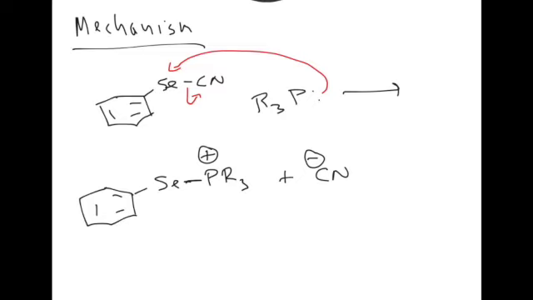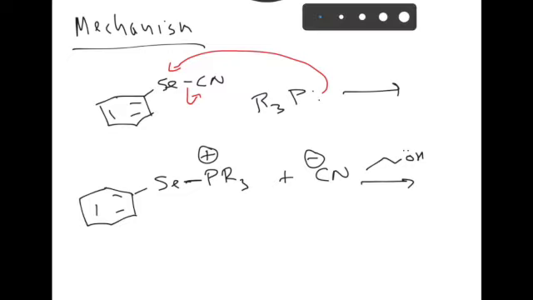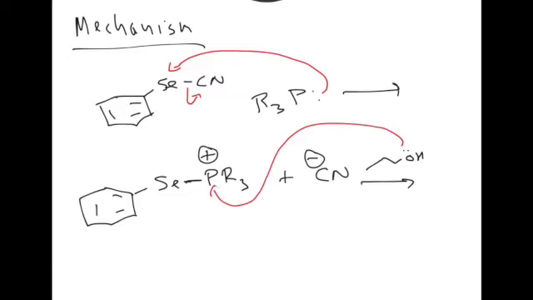And now a phosphorus with a positive charge, we've seen this before like in a Wittig reaction. Those are oxophilic, right? Oxygens like phosphorus, particularly positively charged phosphorus. So our alcohol can add to our phosphorus and knock off our selenium.